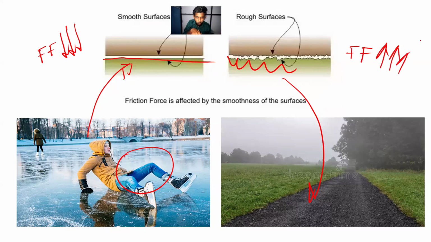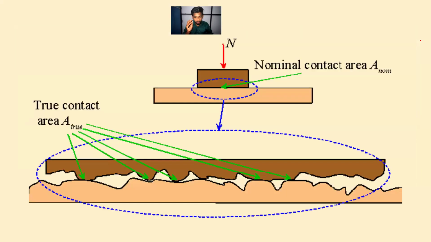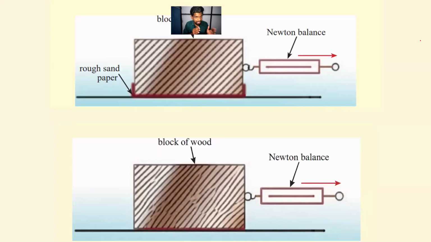What is this frictional force, and how does the nature of the surface affect the frictional force? Now the second part: there's a practical to prove this, right? Here I have taken a box, and here also I have taken the same box, but between the box and the table we have kept sandpaper. We have attached the sandpaper to the box here. Here we are going to do the same practical without the sandpaper.